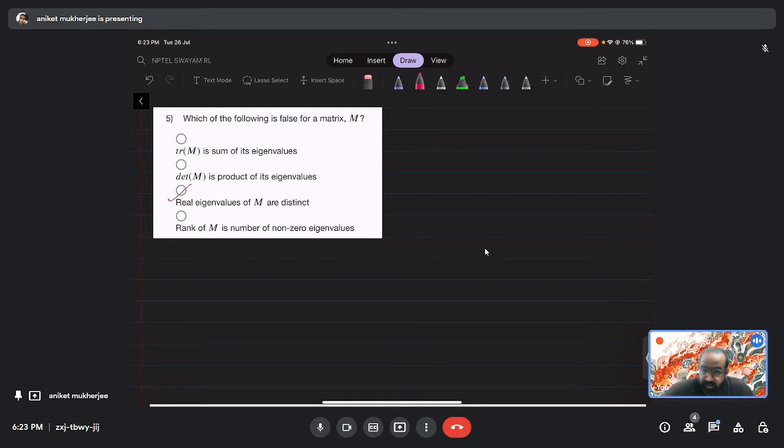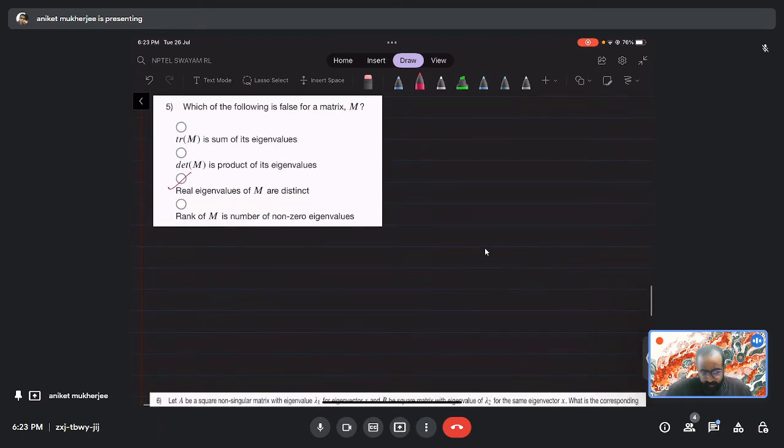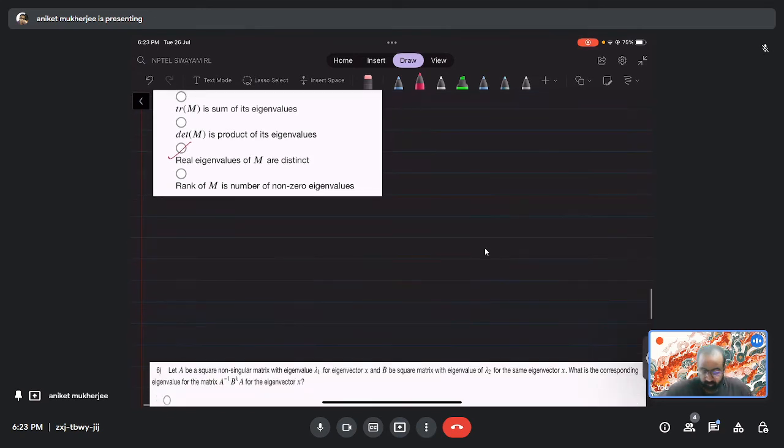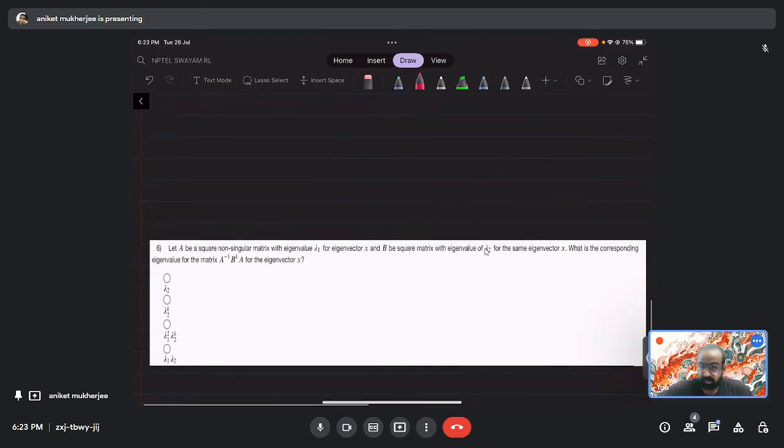Real eigenvalues of M need not be distinct. You have matrices where the eigenvalues can be the same values. So that is the answer. And the last option, rank of M is the number of non-zero eigenvalues. That is also true. That is also a theory question. So this question is basically a theory question, and that is the answer for now.